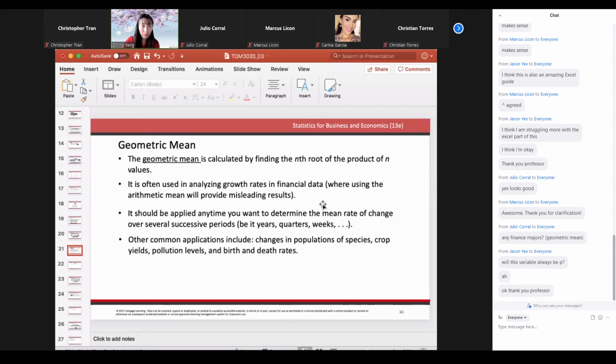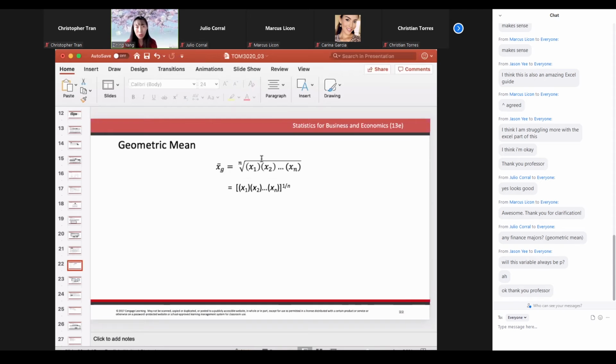So geometric mean is calculated by finding the nth root of the product of n values. A lot of the time we use it in financial growth, economic growth, or population growth. So this is the formula. Instead of doing x1 plus x2 plus x3 divided by n, now we're doing multiplication. And after we do multiplication, we raise it to the nth root.